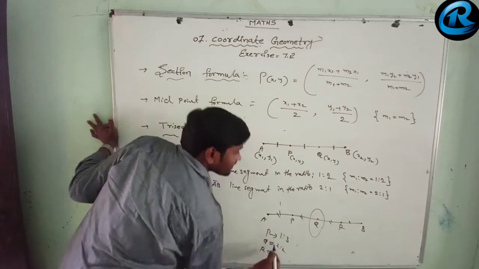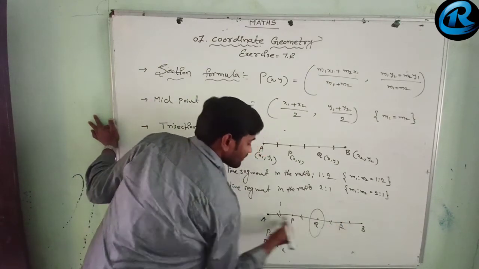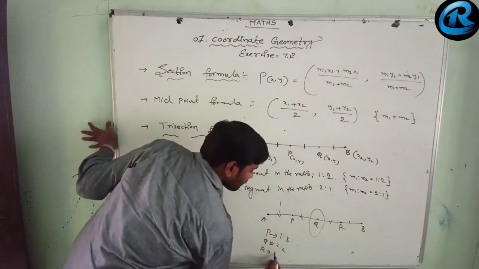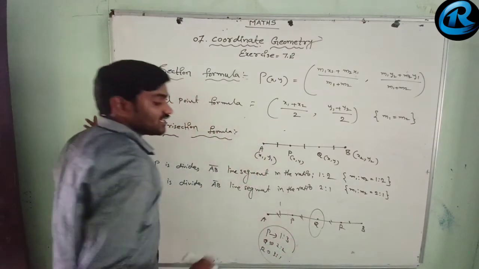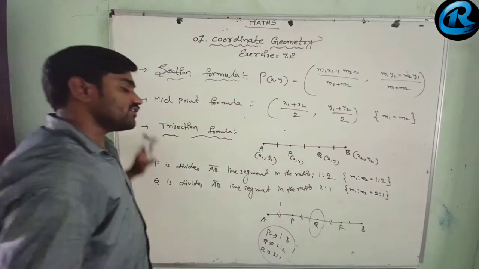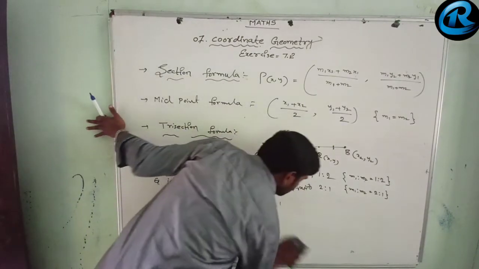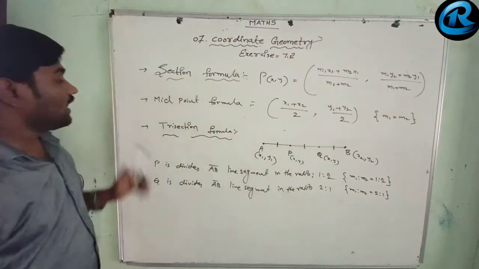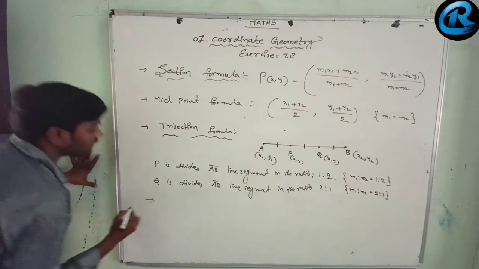Then R divides this AB line segment in the ratio 3:1. So these are the ratio values. Sometimes they will not be given in the question, but we have to know that. Okay. And a very important one.